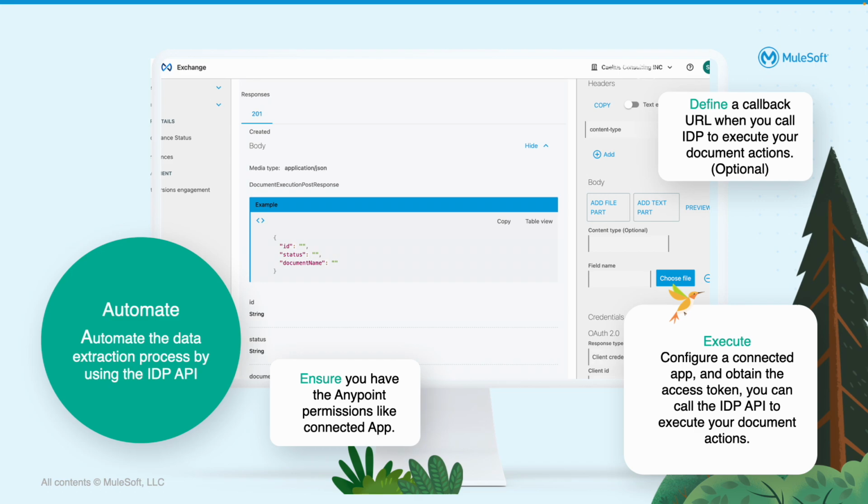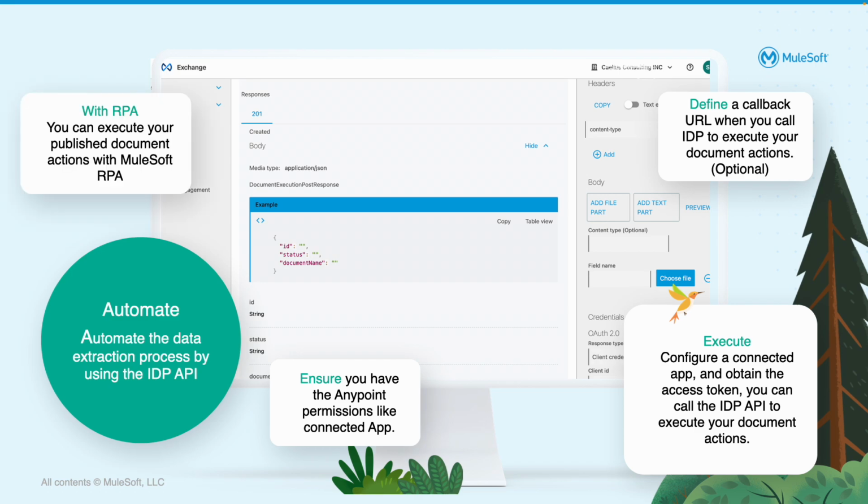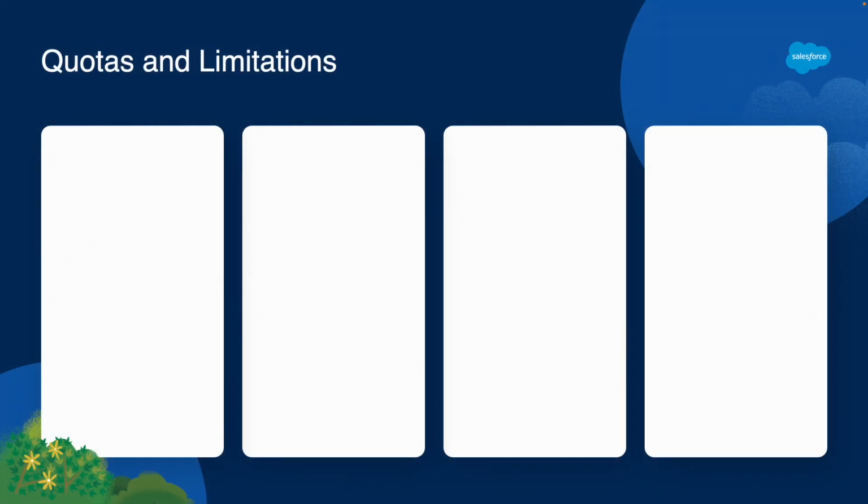This is just optional; it's not mandatory to use a callback. And yes, with the help of RPA, you can execute your published document with MuleSoft RPA, because now that it is an API, it can be used by RPA, or by any other platform also. You can just call it using an HTTP requester within your integrations. So that is all about the introduction to MuleSoft IDP.